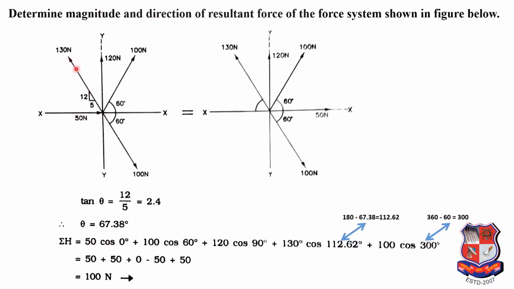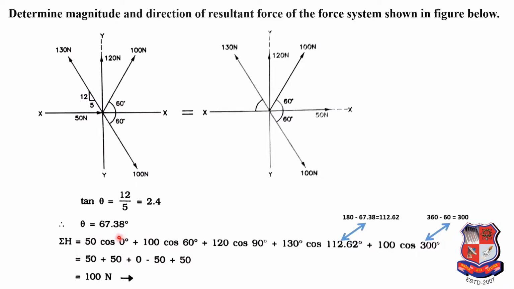So, as per the figure, we have to consider tan theta. Tan theta will be 12 upon 5. Just simple trigonometry we apply. So tan theta is equal to 12 upon 5, that will be 2.4. So theta will be tan inverse 2.4, so theta will be 67.38 degree.